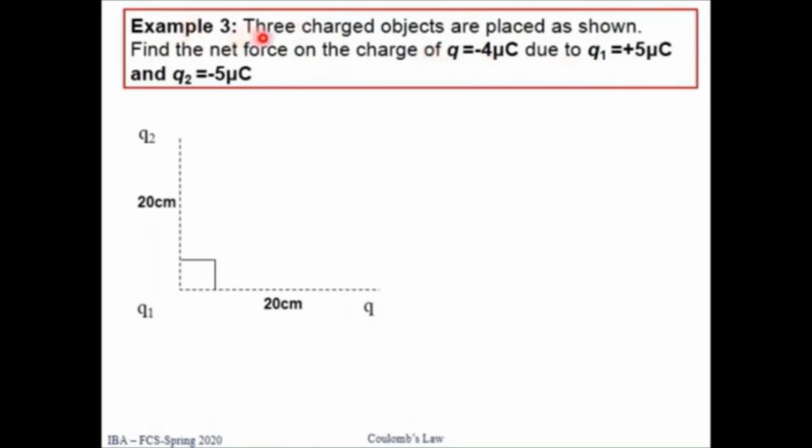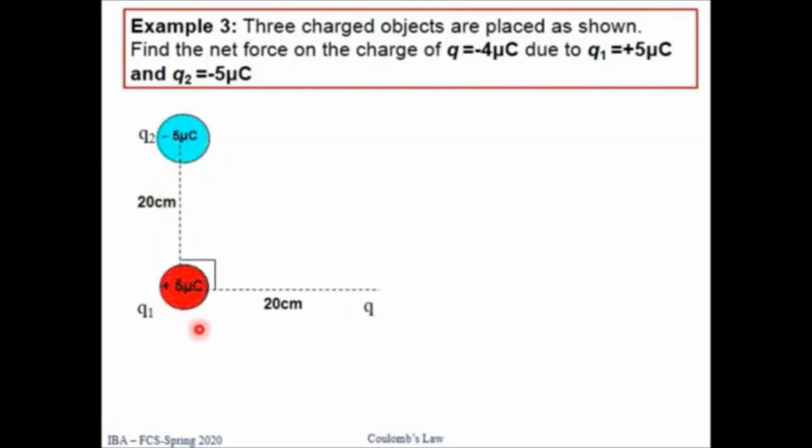The problem is, three charged objects are placed as shown in the given figure. Find the net force on the charge of minus 4 microcoulomb due to plus 5 microcoulomb and minus 5 microcoulomb. And the placement of these charges is given in this problem.